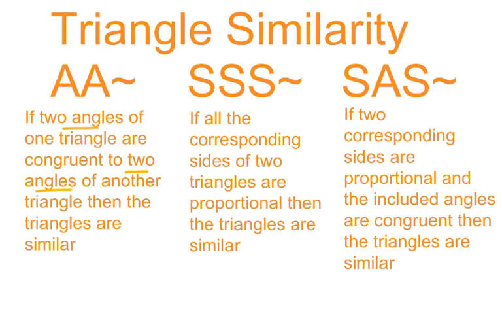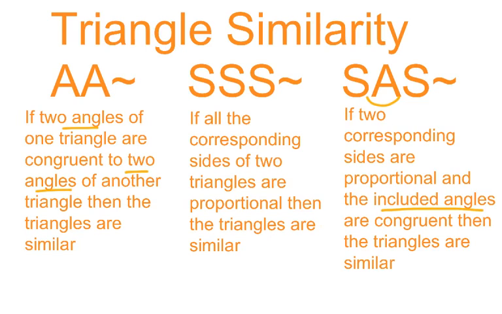The second way is through side-side-side similarity, which means if all the corresponding sides of two triangles are in proportion, then the triangles are similar. And lastly, by side-angle-side similarity. If two corresponding sides are proportional and the included angles, it has to be the included angle, are congruent, then the triangles are similar.